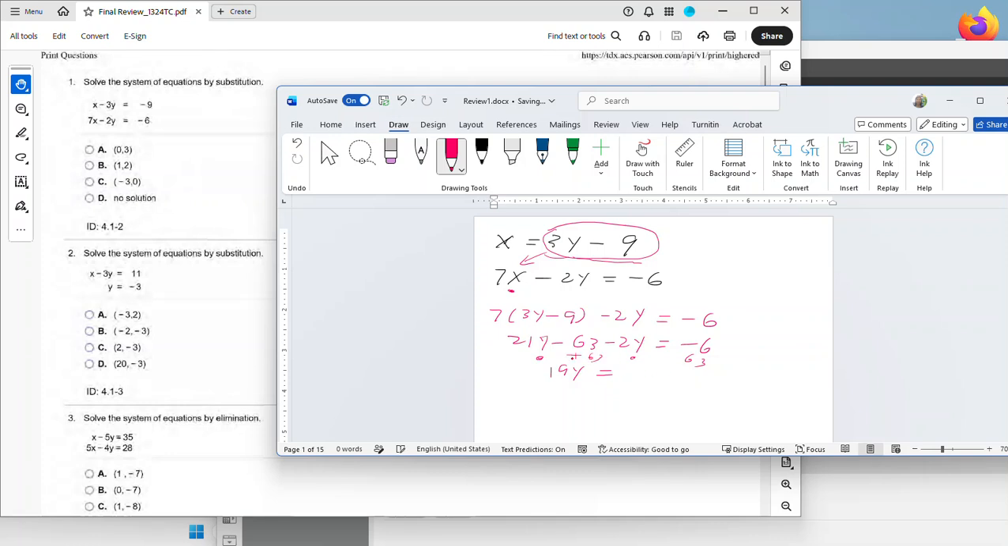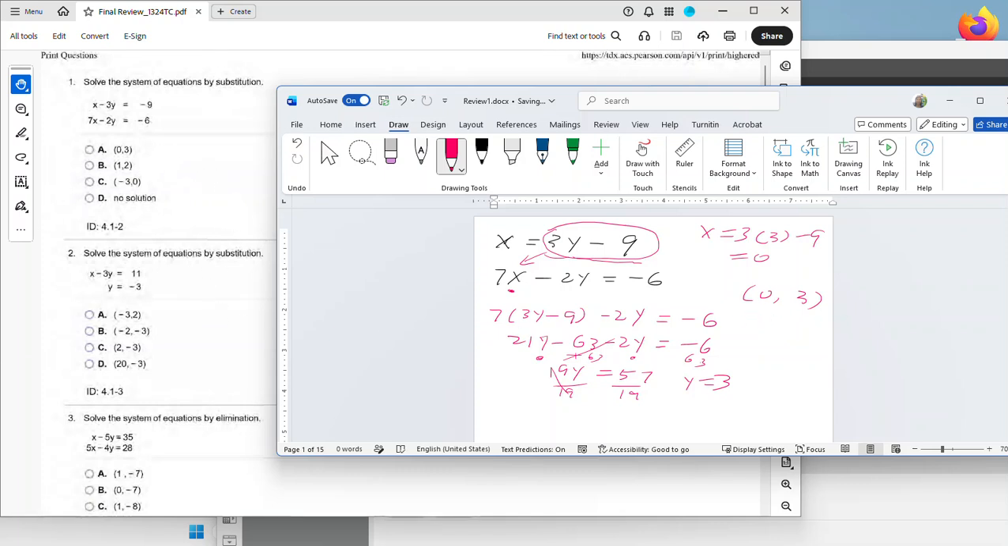So this will be gone. All right, and then 63 minus 6, this will be 57. Okay, and then we divide both sides by 19. So y will be equal to 3. 57 divided by 19 will be 3. Now we can plug y back to here. So x is 3y minus 9, y is 3, so x will be 0. So this solution will be 0 and 3. You write it down in the ordered pair. So that's (0, 3).